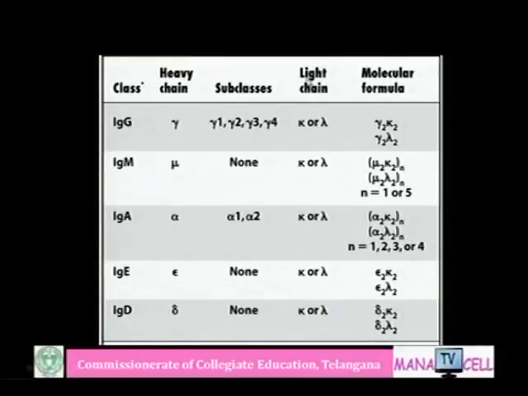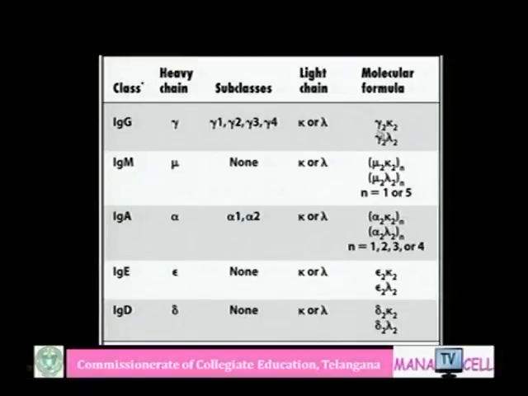Coming to the light chain of these immunoglobulins: in humans you will see 40% kappa and 60% lambda. Any one type of light chain will be there, but you will never see both. Based on this, you can write the molecular formula as 2 heavy chains and 2 light chains.